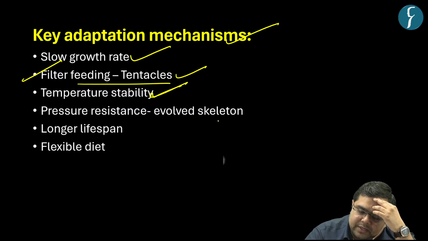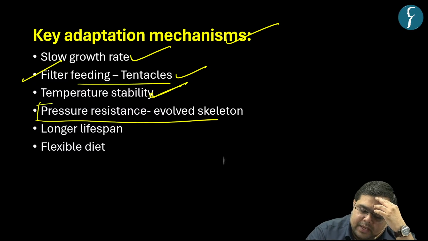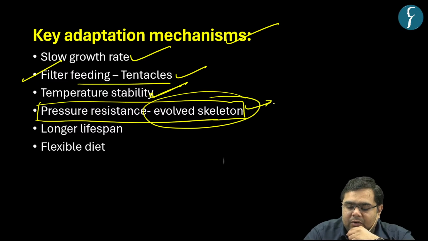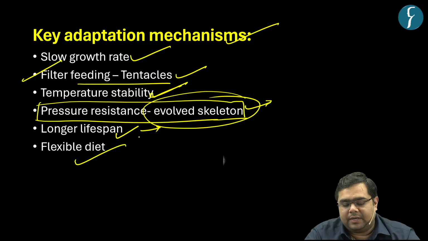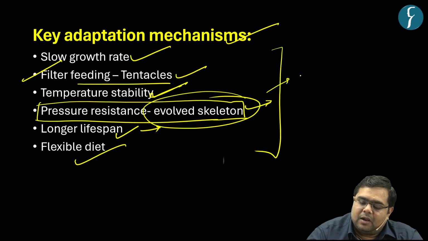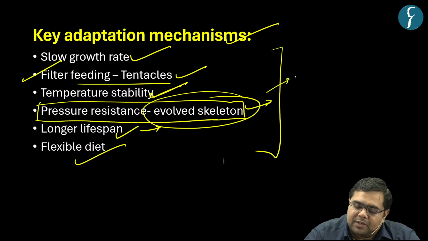Then pressure resistance, they are resistant to pressure, and then they have an evolved skeleton so that they are resistant to pressure and thus create a strong base. They have a longer lifespan, and then they have a flexible diet. These are the key adaptations. See, adaptations are again an outward manifestation of the geographical location, right?